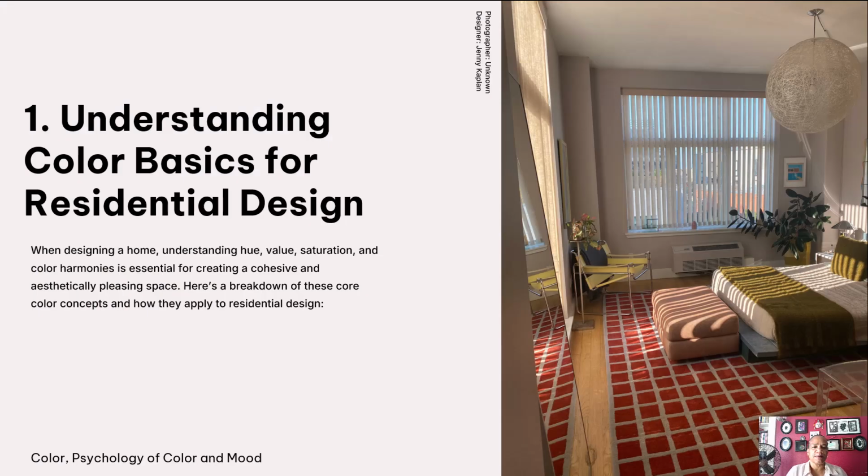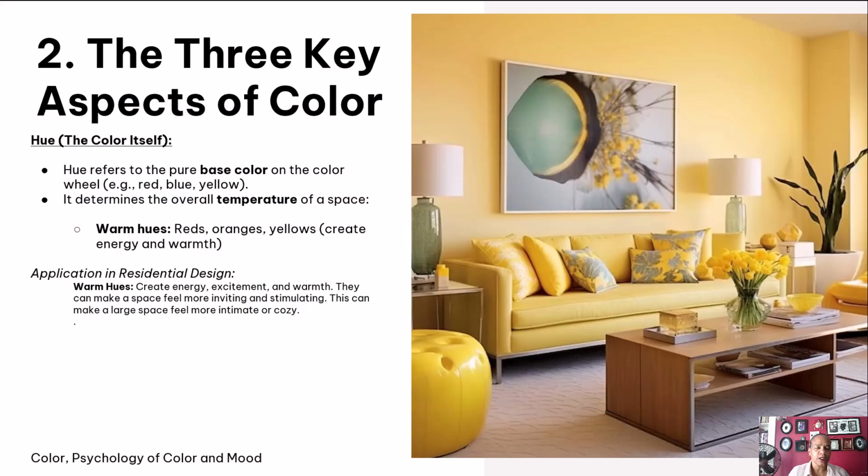So understanding the basics of color in residential design. So it's really important for you to start using the correct terms when it comes to color. So there's hue, value, saturation, and all of those are different. So we're going to talk about those. So hue. Hue is the color itself.